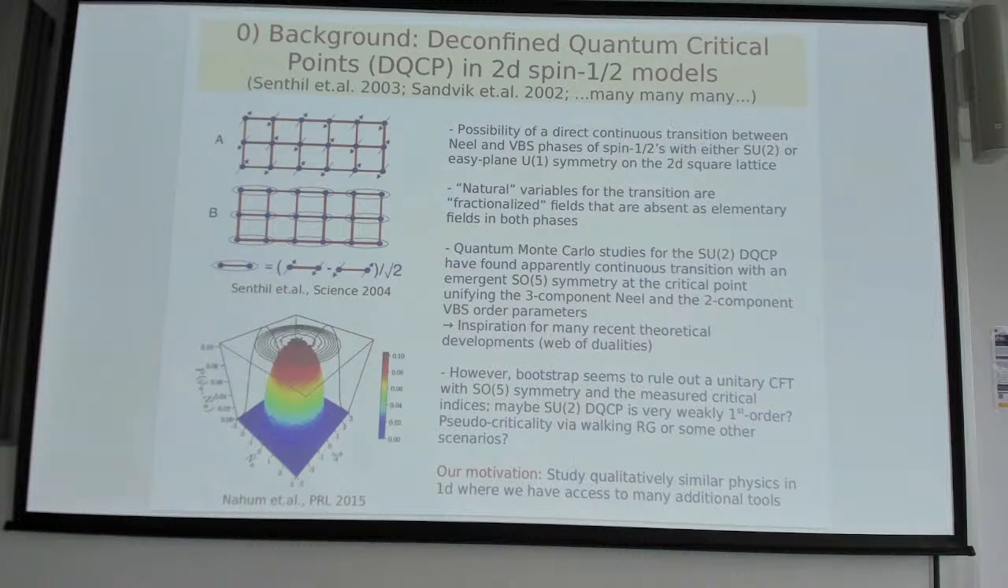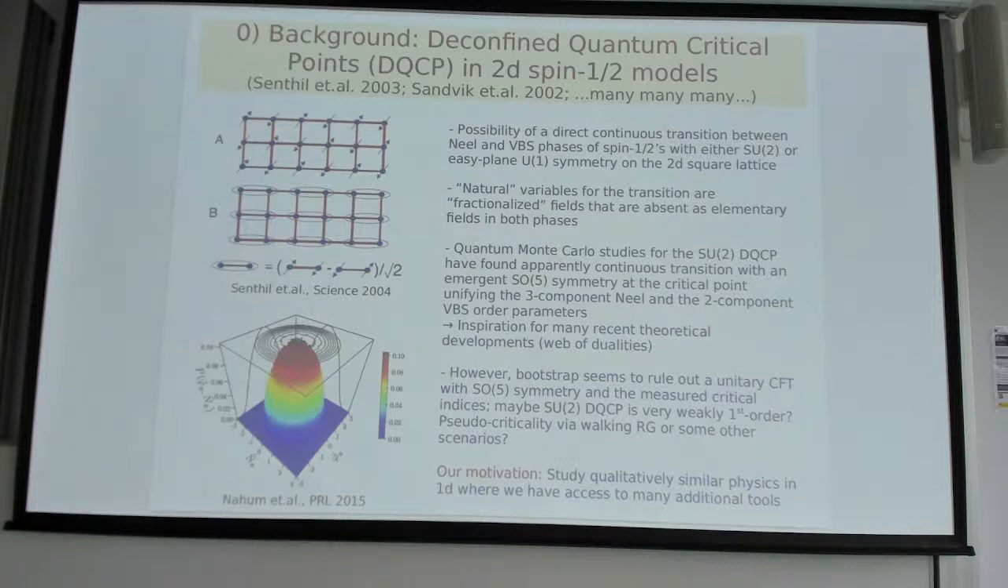Now, unfortunately, it seems that this scenario cannot be realized with these symmetries: the bootstrap seems to rule out a CFT with the symmetry and the critical indices that have been extracted from these numerical studies. And there have been some proposals for how what looks in numerical studies like a continuous transition on very large systems may be pseudo-critical.